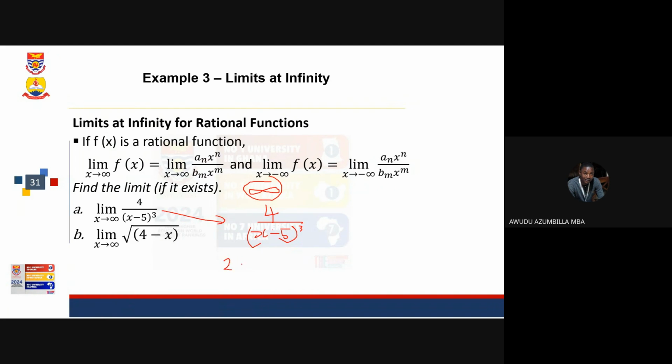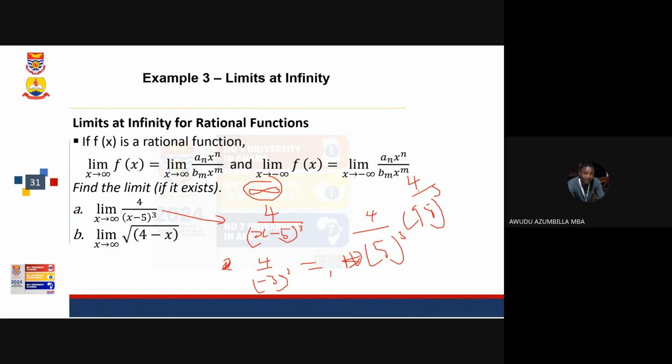So if x is 2 here, then we are going to get 4 over -3 raised to the power 3. Then you get the answer. Okay. If x is equal to 10, we are going to get 4 over 5 raised to the power 3. If x is equal to 100, we are going to get 4 over 95 raised to the power cube.